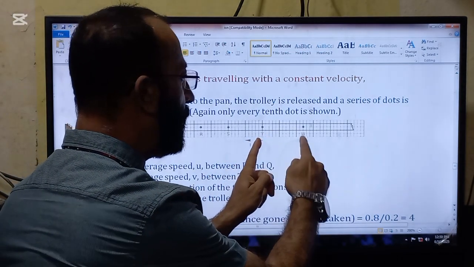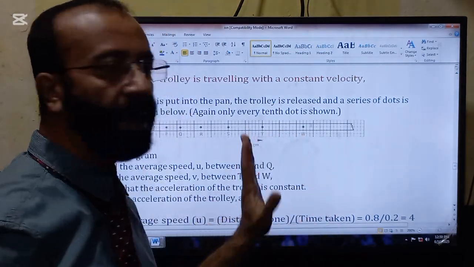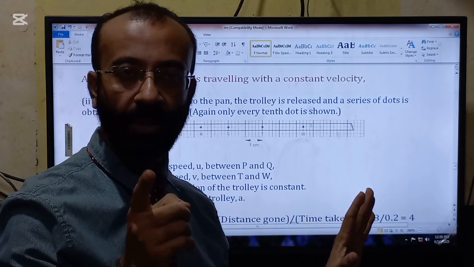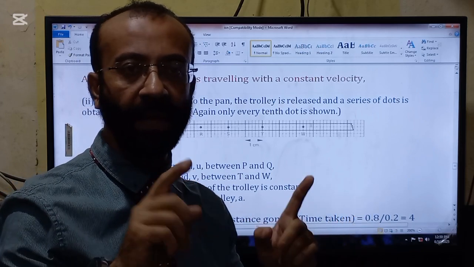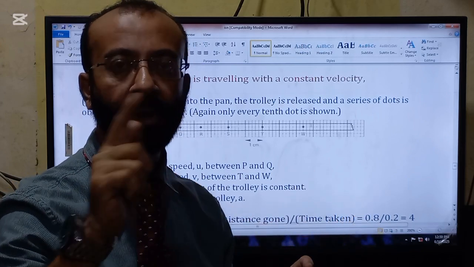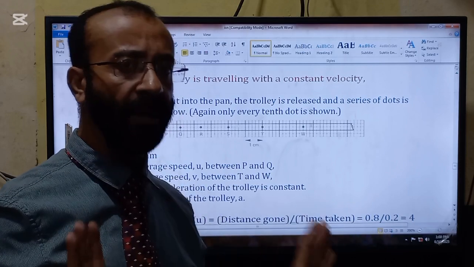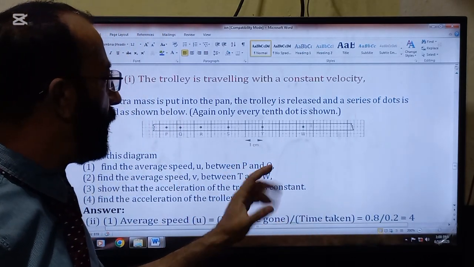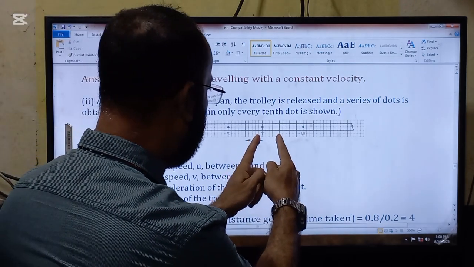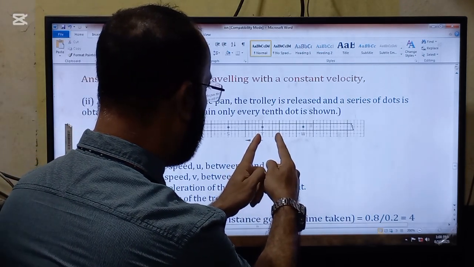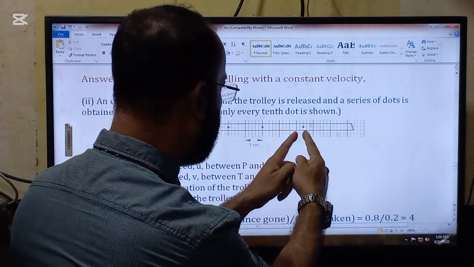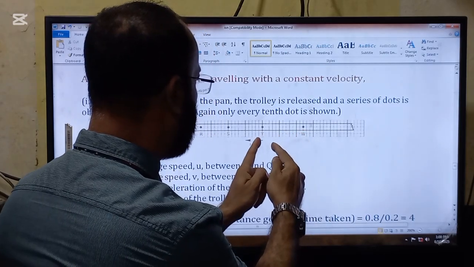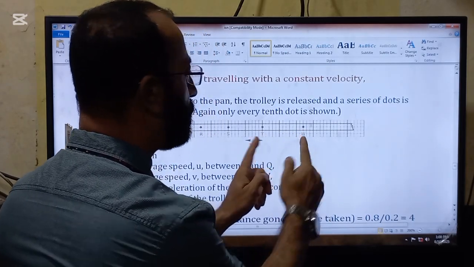So the time between T and W will be the same, because this is every 10th dot. So every 10th dot will take 0.2 seconds. Okay, time will be the same. Now distance is the requirement. So look, 5 small boxes, 5 small boxes and 2 small boxes. So it means from T to W there are 12 small boxes.